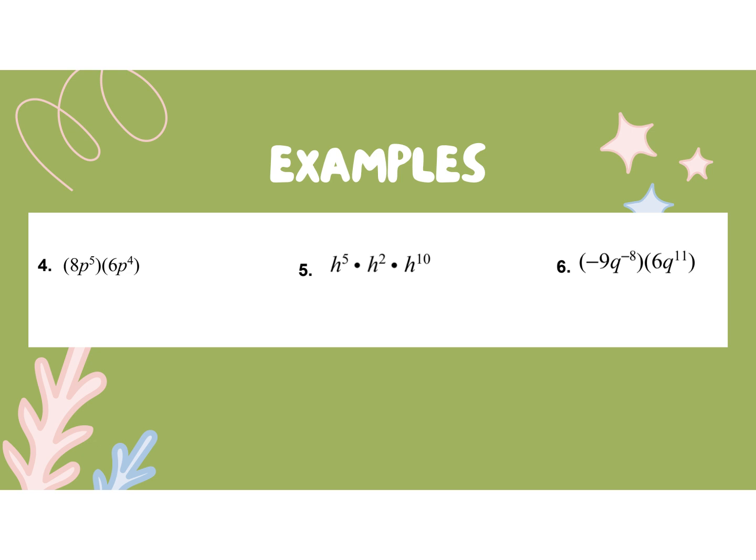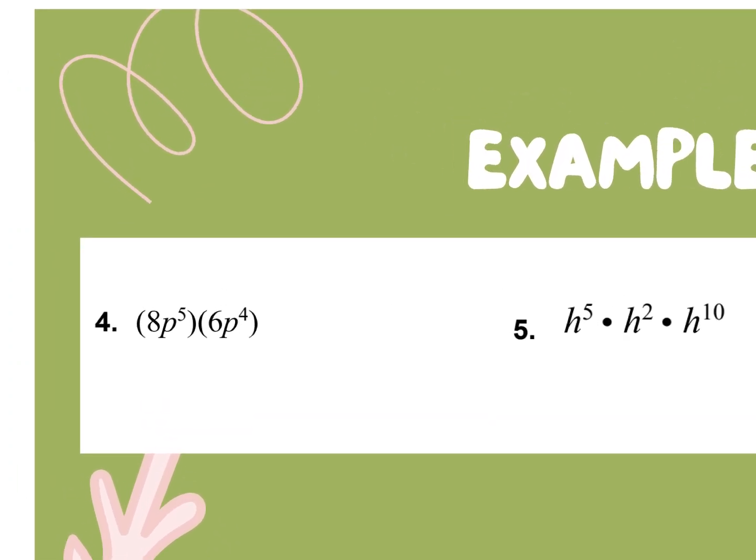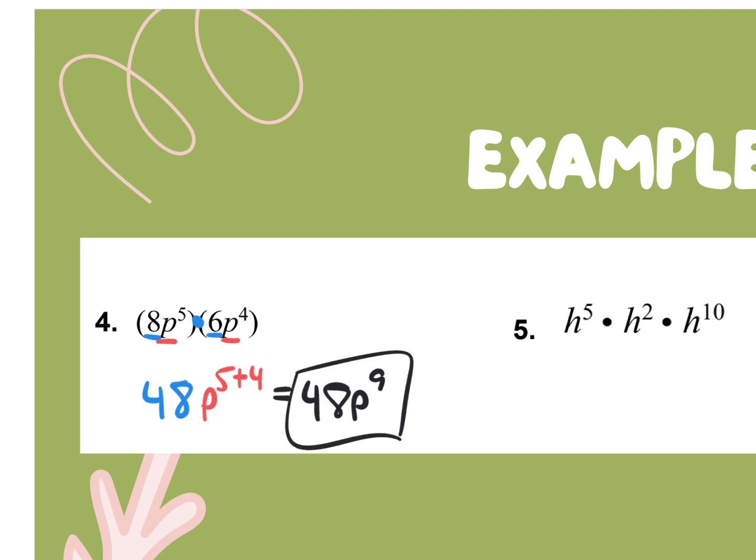So this next one, 8p to the 5th, 6p to the 4th. Again, if you don't see an operation in between, you assume it's a multiplication. So I'm going to do my numbers with the numbers. 8 times 6, that's going to get me 48. And then I'm going to do my variable with the variable. So I have a p to the 5th and a p to the 4th. They're being multiplied, so it's going to become a p to the 5 plus 4. And that's going to get you 48 p to the 9th. Add your exponents.